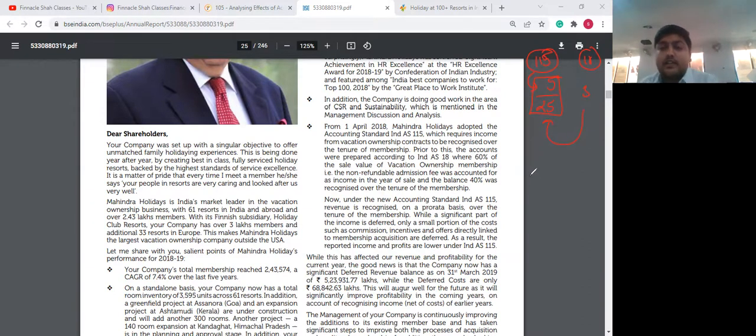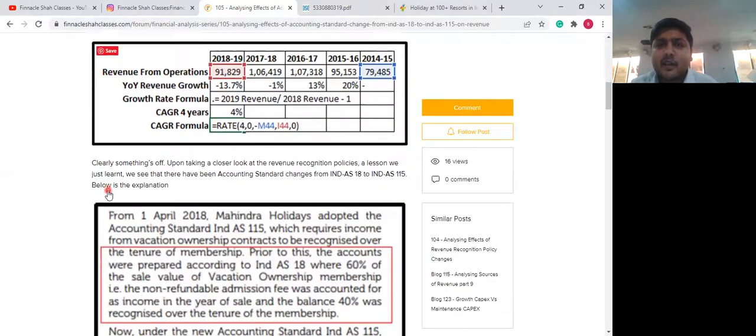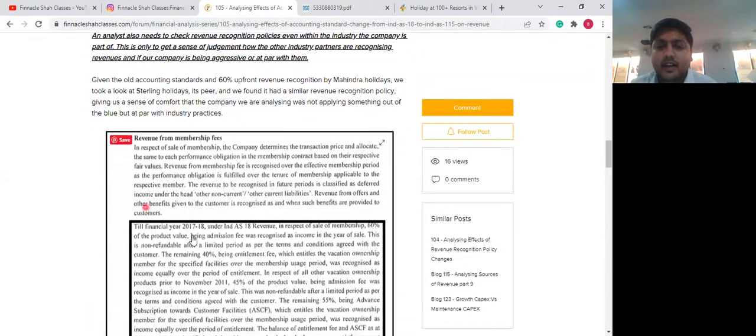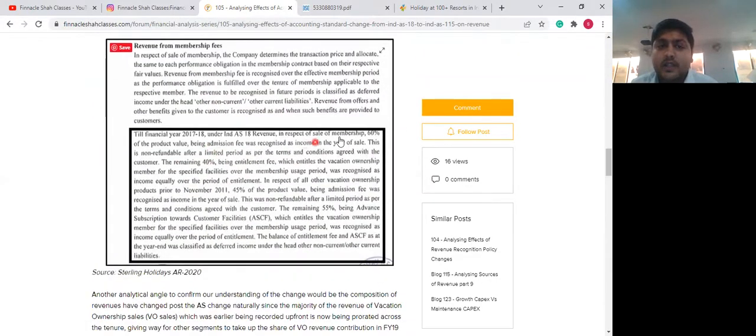Now, you may ask this question, what happens to the contracts which are live and for which we recognized too much revenue in the first years as per the old accounting standards, which was fine, by the way, because if you open the revenue recognition policies of your competitors, you will see that even they were following the same thing. As you can see here in Sterling Holidays, even they were recognizing 60% of the product value in the same year itself. This is a revenue recognition policy screenshot of Sterling Holidays, a peer of Mahindra Holidays.